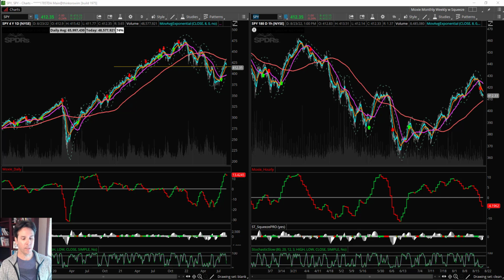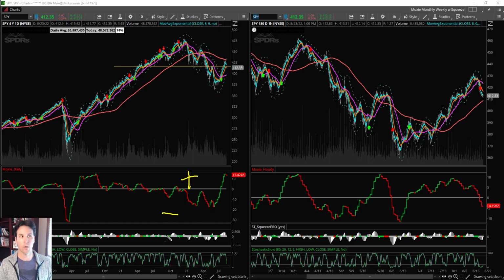So a little bit of basics about the Moxie indicator, what it is, and how we work with it. The biggest thing to note about the indicator is the zero line. That is this gray line in through here. We're positive above it and we're negative below it.